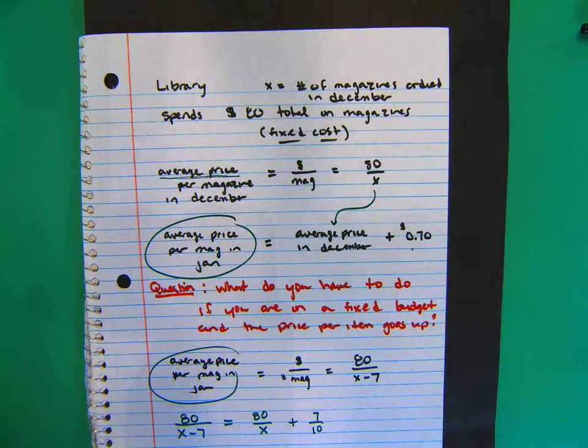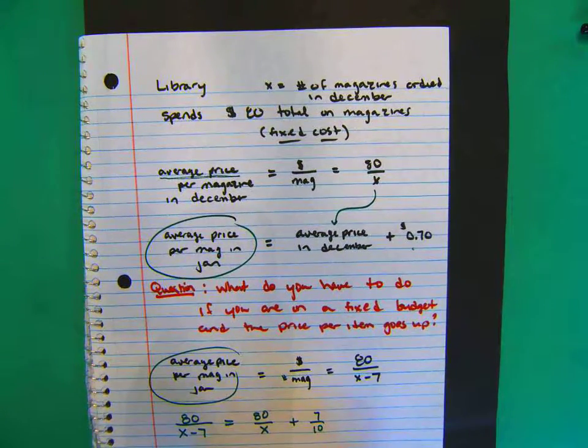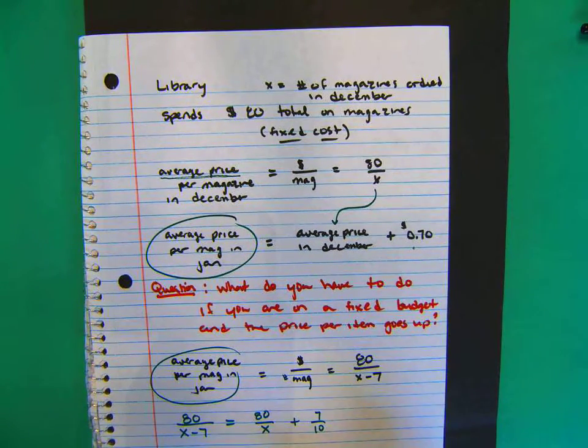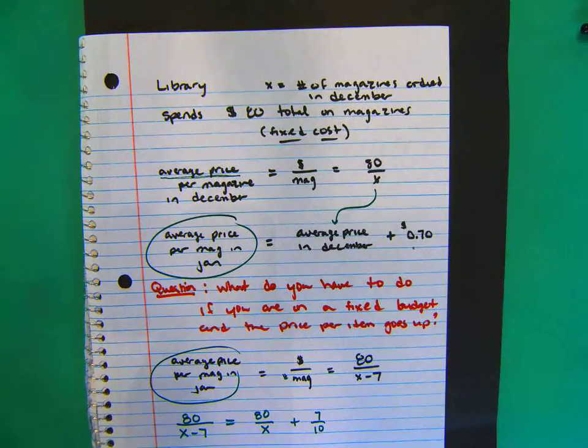When I solved this problem, let me see if I can find the answer for you just so you can check your answers. I got x equals 32. I'd also, in factoring, got negative 25. And I threw that out. Negative magazines didn't make sense. And so that's what I would go with.